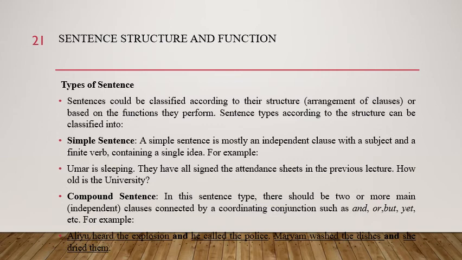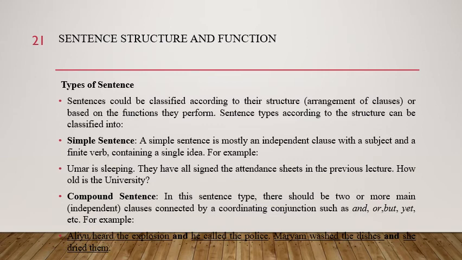Compound sentence. In a compound sentence, there should be two or more independent clauses connected by a coordinating conjunction such as and, or, but, or yet. For example, Aliu heard the explosion and he called the police. Mariam washed the dishes and she dried them. Abdul tried hard, yet he failed.